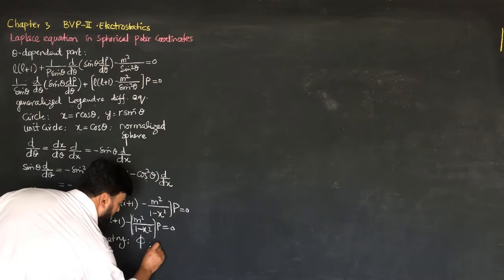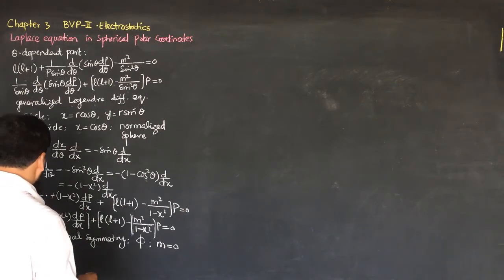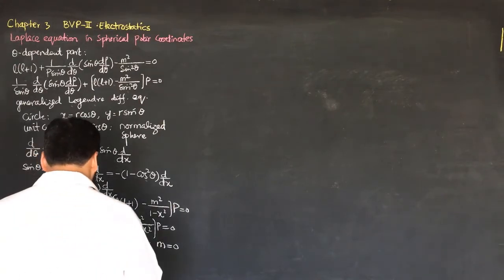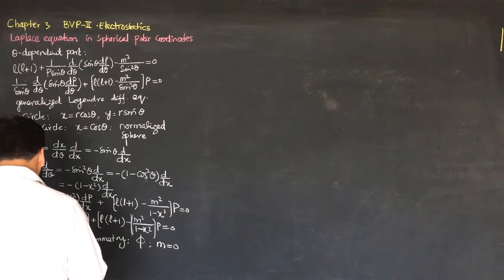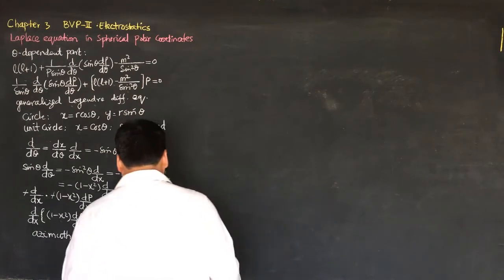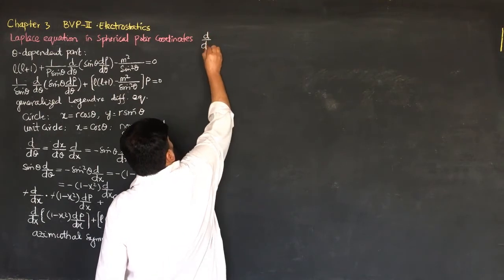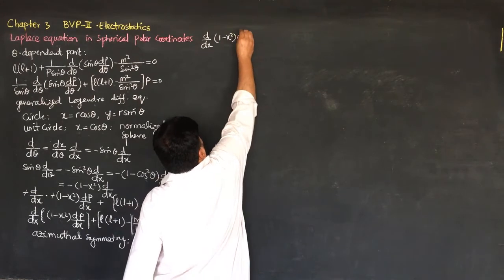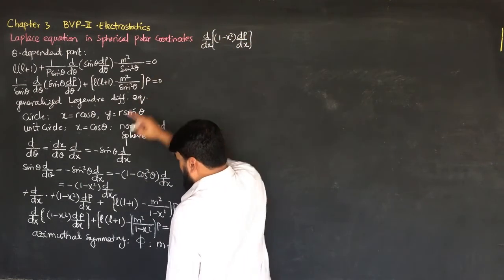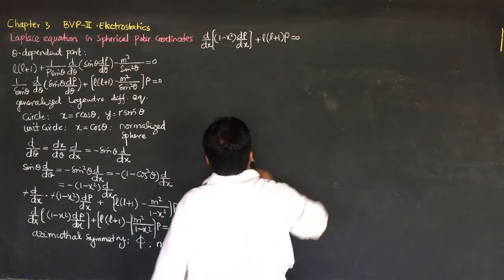And inside azimuthal symmetry we will consider that m is equal to 0, and we are left with the equation d by dx of 1 minus x square dP by dx plus L into L plus 1 P equal to 0. Let me write this one: for azimuthal symmetry, when m is equal to 0, we will have the equation d over dx of 1 minus x square dP over dx plus L into L plus 1 P equal to 0.